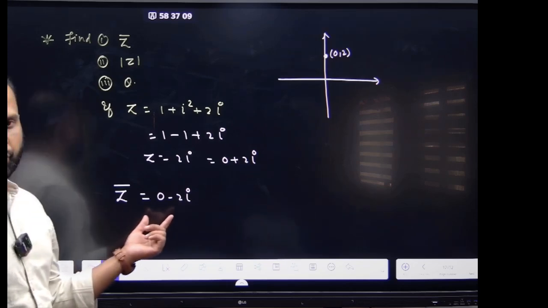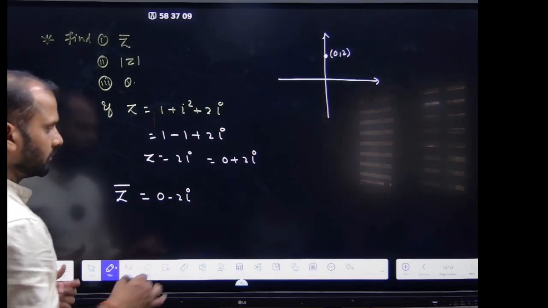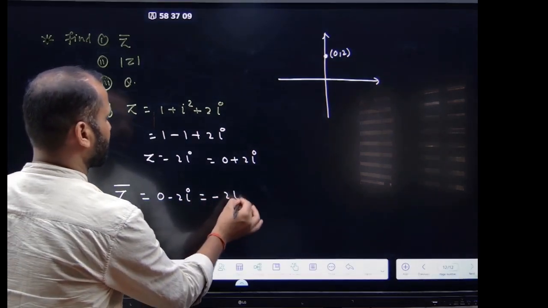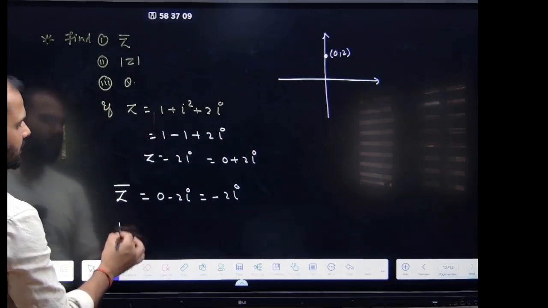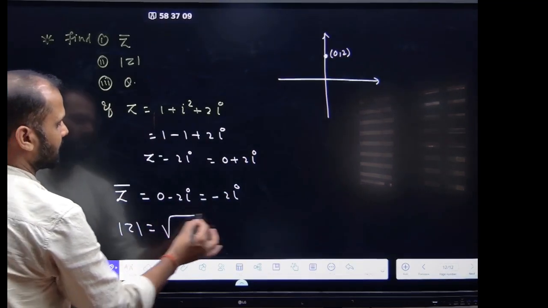z bar you understood, 0 minus 2i. So, how much is it? Minus 2 iota, z bar. Next, mod z you tell me. How to calculate mod z?